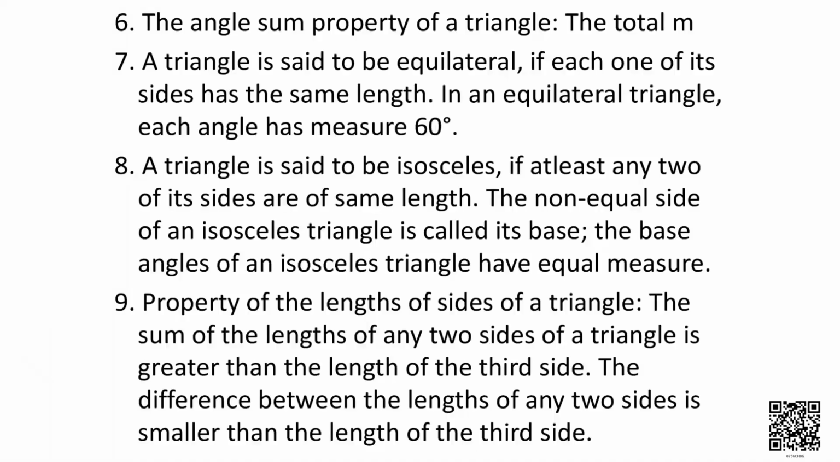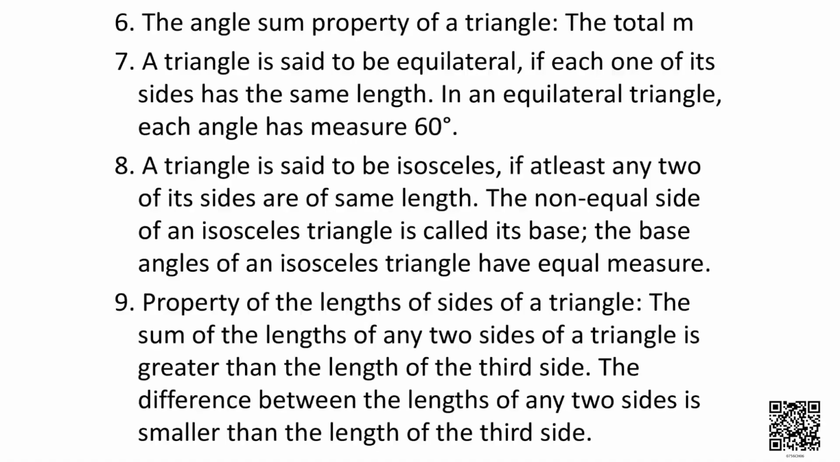Also in this chapter we have learned that a triangle is said to be an equilateral triangle if each one of its sides has the same length, and in an equilateral triangle each angle has a measure of 60 degrees. Also, a triangle is said to be isosceles if at least any 2 of its sides are of the same length. The non-equal side of an isosceles triangle is called its base. The base angles of an isosceles triangle have equal measure.